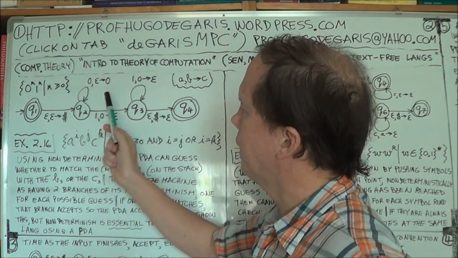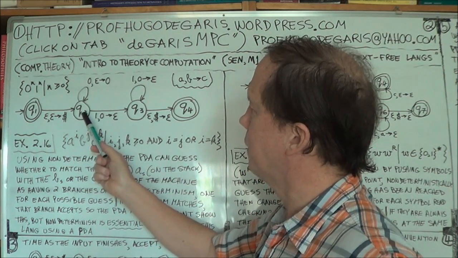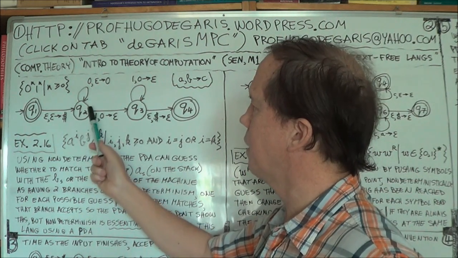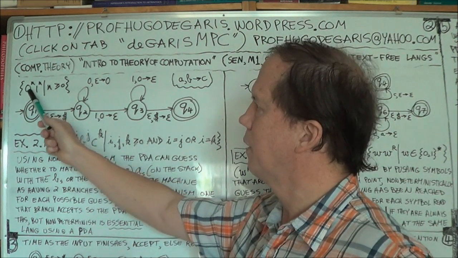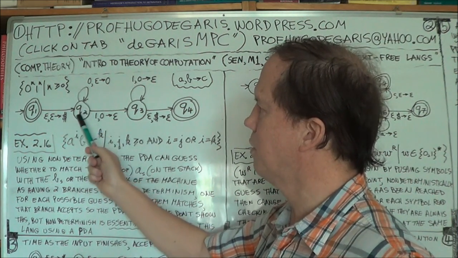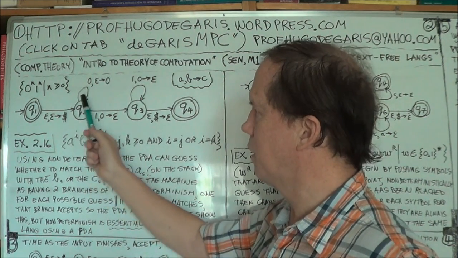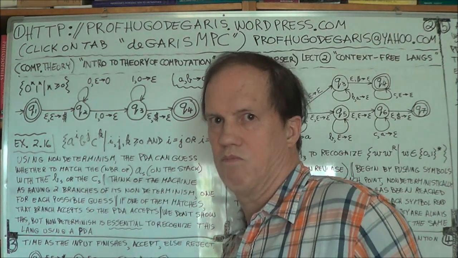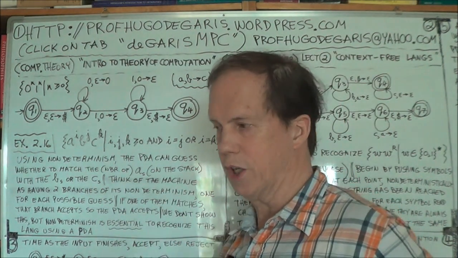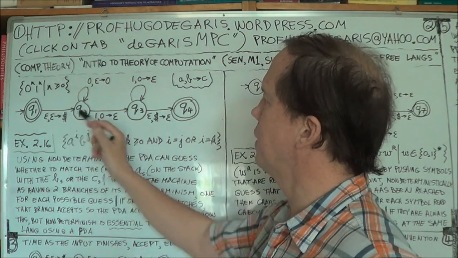Now that's the end of the string. So does this PDA accept that 0? Well, no, because it's in state Q2. It's the end of the input string, and we're not in an accept state, so reject. Okay? Reject. Because it is an automaton.